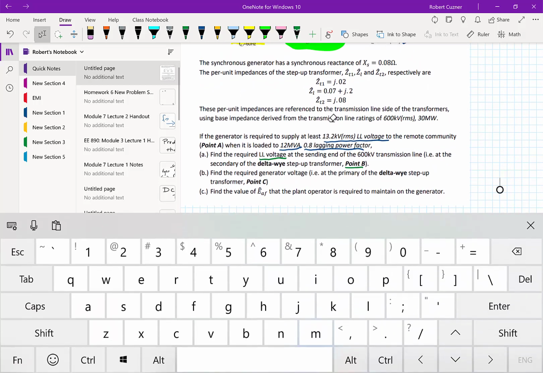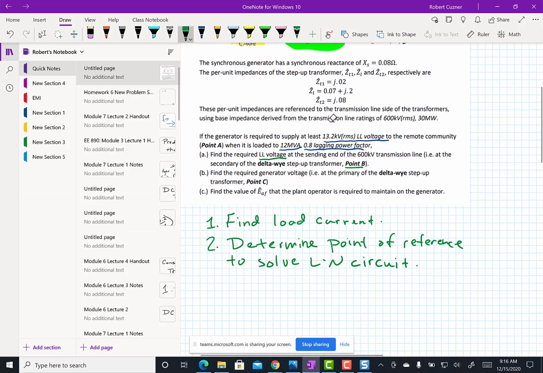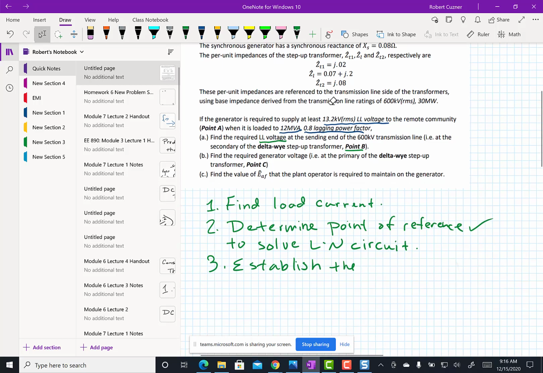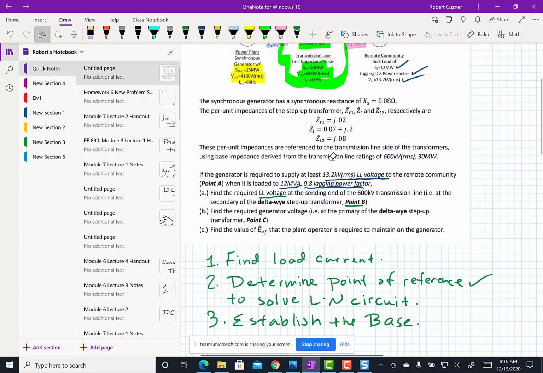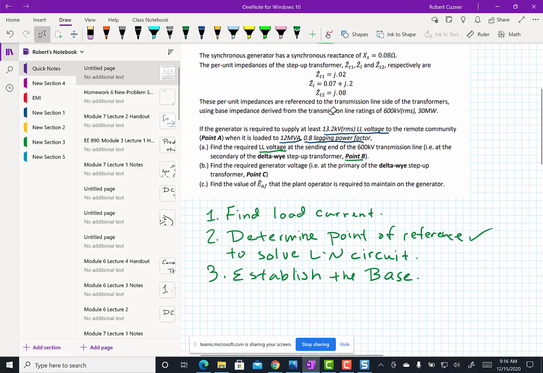Once we find that, then that also tells you that you need to establish your base. Now, a lot of people got this right. They did their base correctly. They actually did this, I'd say, intuitively, but then they didn't solve it correctly, which was a bit mind-boggling to me. So you establish the base. The base that we're going to use is S equals 30 MVA, because that's the base of the transmission line.